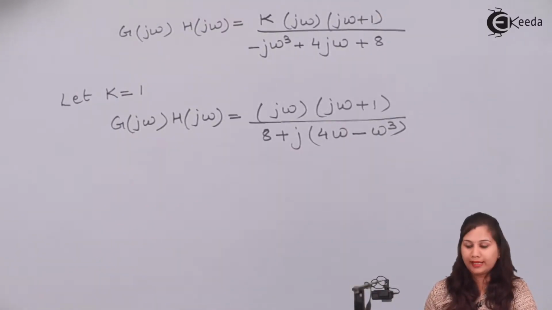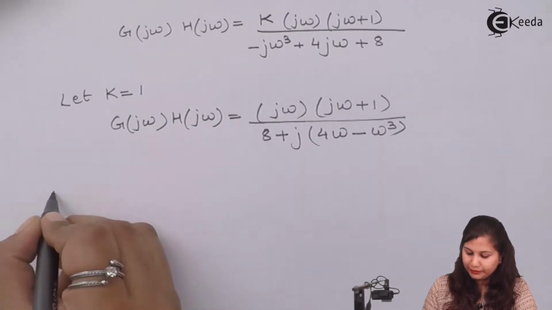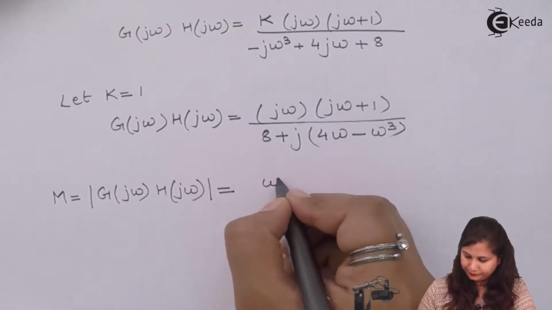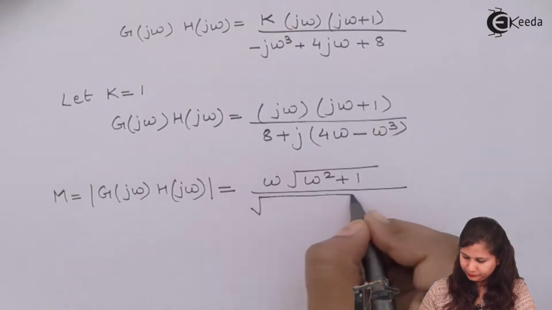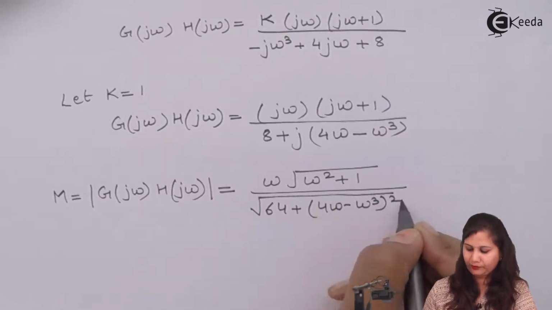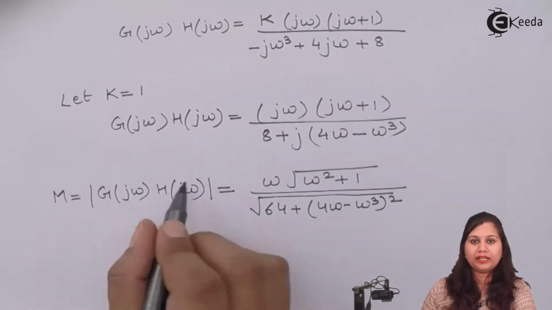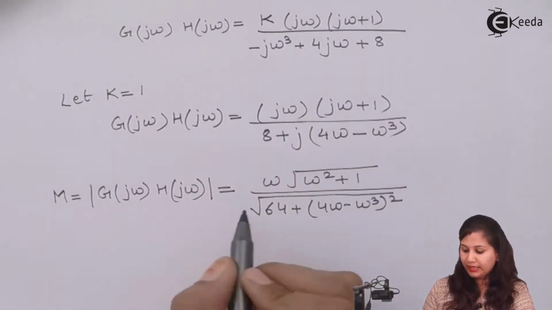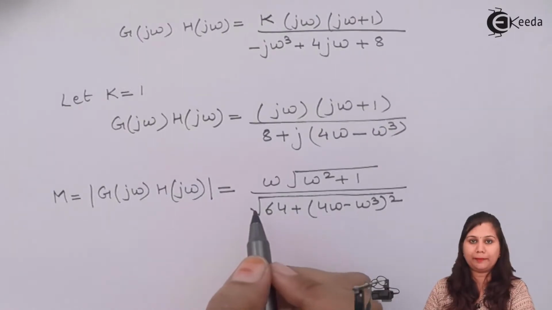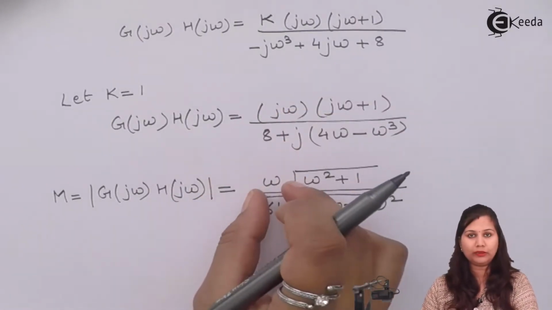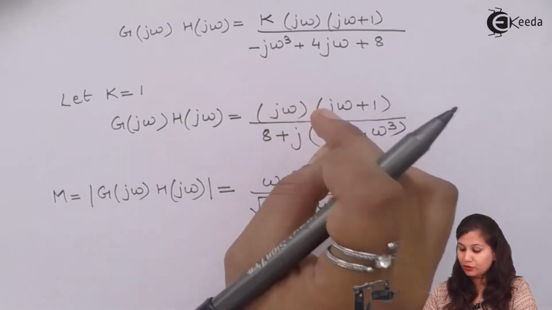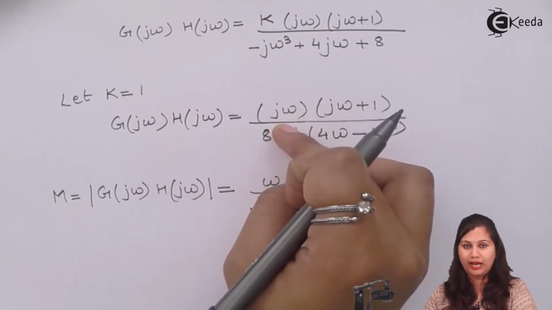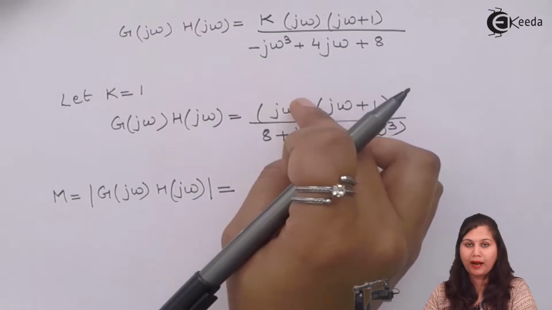So let us first take out the magnitude. This is the magnitude of G(j omega)H(j omega), this open loop transfer function. Now, in the magnitude, we take the real part squared plus the imaginary part squared. For the first term, the numerator j omega, only the imaginary part is there, so here the imaginary part is omega.